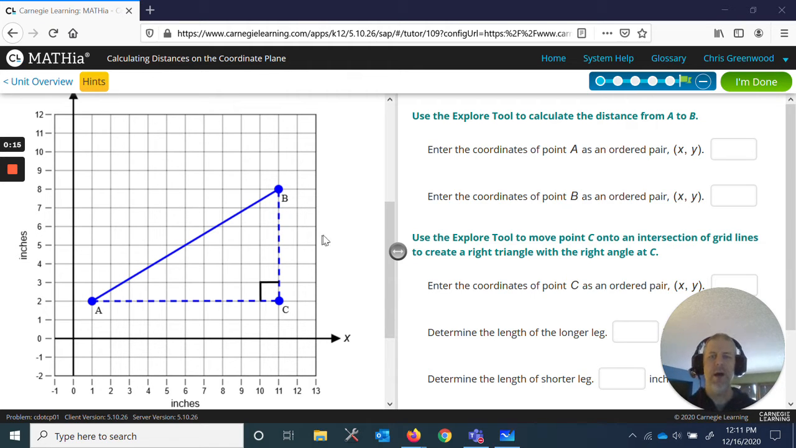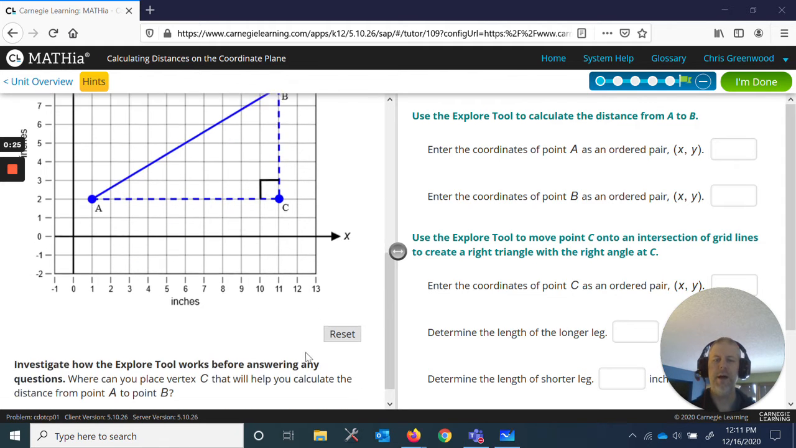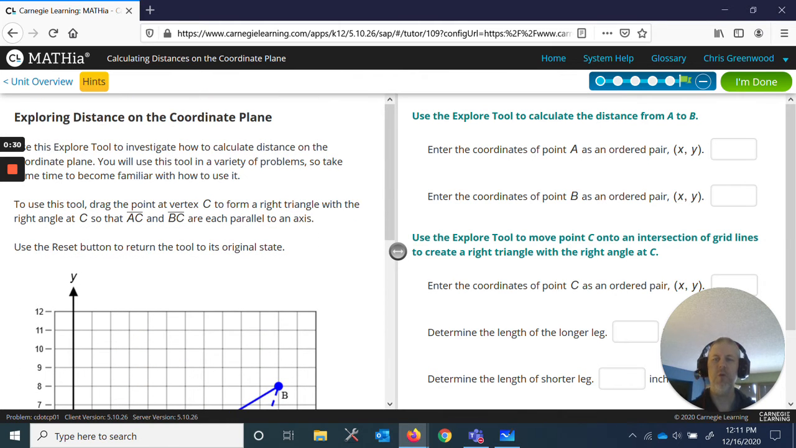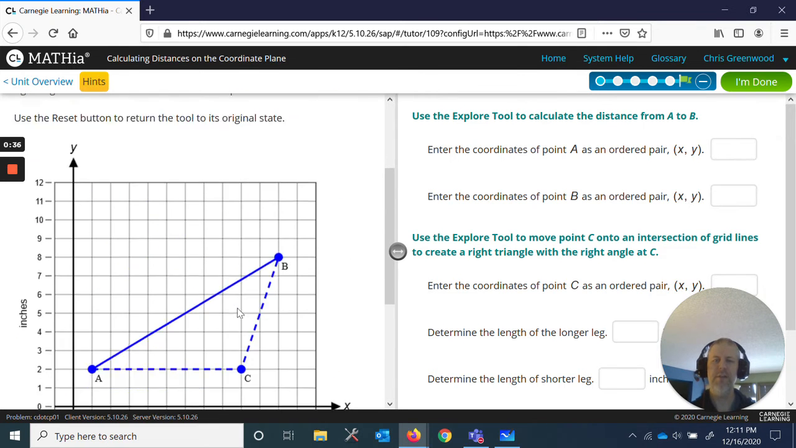So this is a workspace called Calculating Distances on the Coordinate Plane. It is Unit 4, Workspace 1, I believe. Let's get right into it. Let me reset that so we know what we're looking for. It's really helpful if you read through the stuff at the left-hand side. I will not, but it would be helpful if you do that to help make sense.